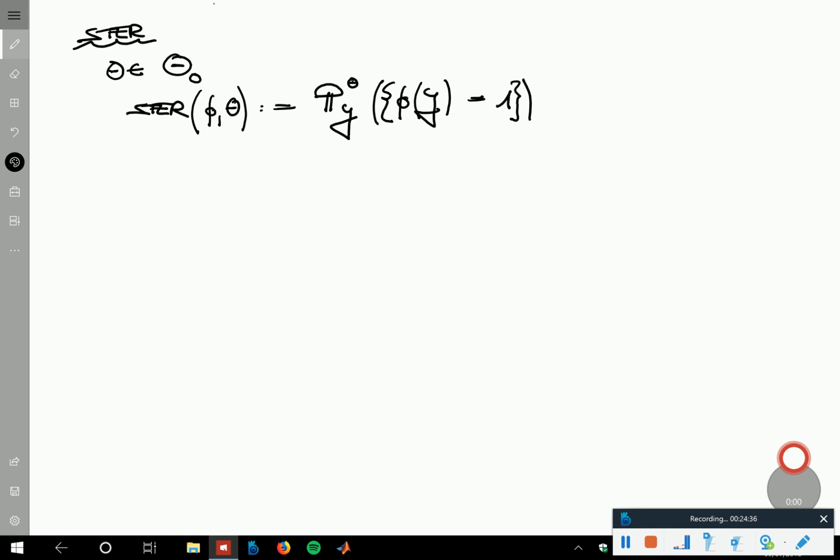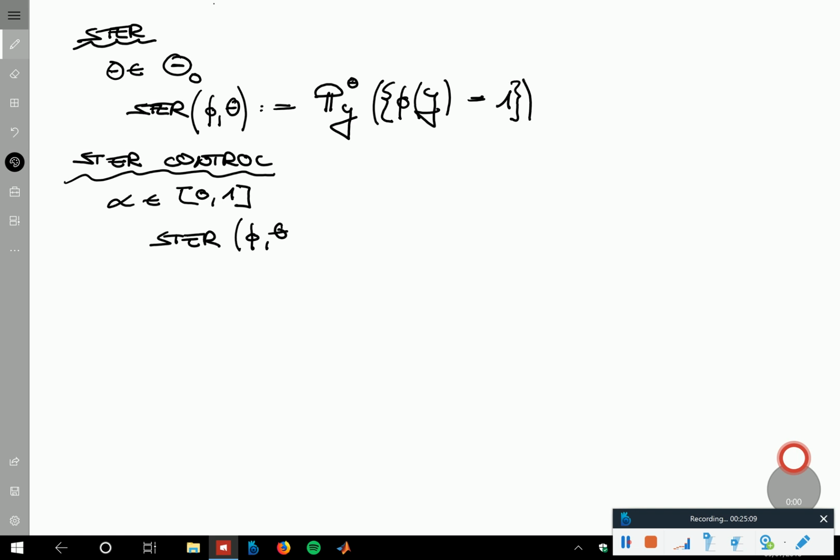And then there's single test error rate control, which we've also seen. Namely, for a given significance level alpha, a test is said to control the single test error rate at a significance level alpha if the single test error rate phi theta is smaller than alpha, and now it's important, for all theta in theta 0. The single test error rate is defined for a single theta in theta 0.